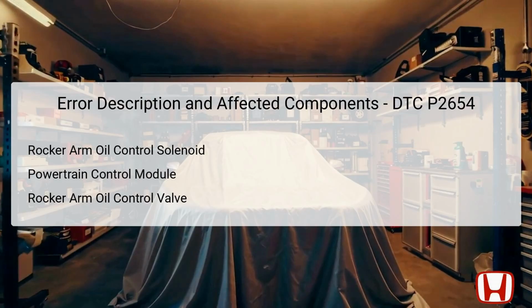The PCM, an electronic control unit, is responsible for ensuring that both engine timing and efficiency are maintained at optimal levels. It monitors the signals from the rocker arm oil control solenoid and determines if an abnormality exists in its operation. If there's a discrepancy between the expected off signal from the PCM and the actual on signal received from the solenoid, the DTC is triggered. The rocker arm oil control valve works in conjunction with the solenoid to regulate oil flow and pressure to the rocker arms, ensuring proper function and performance of the engine.